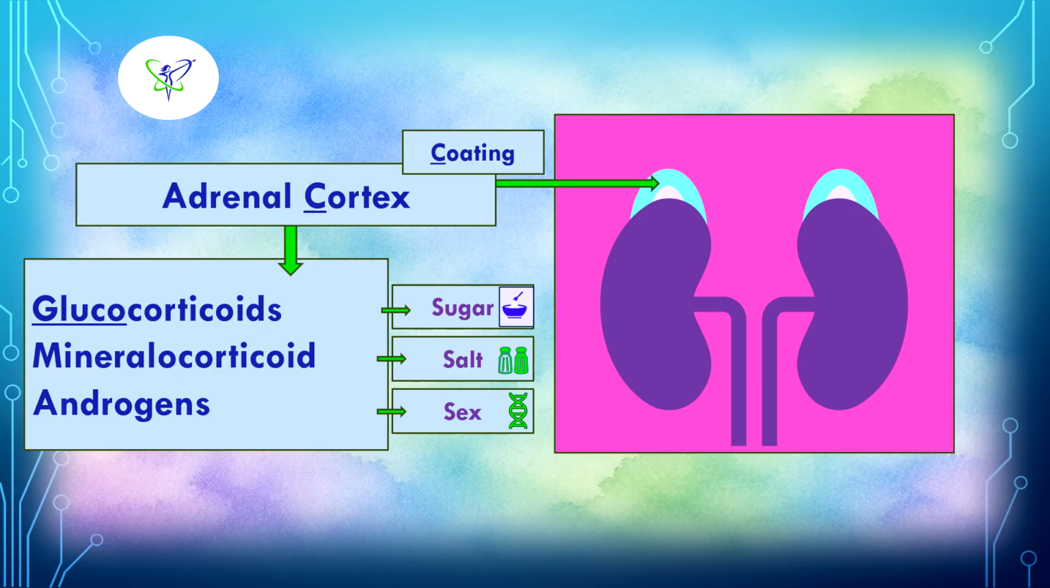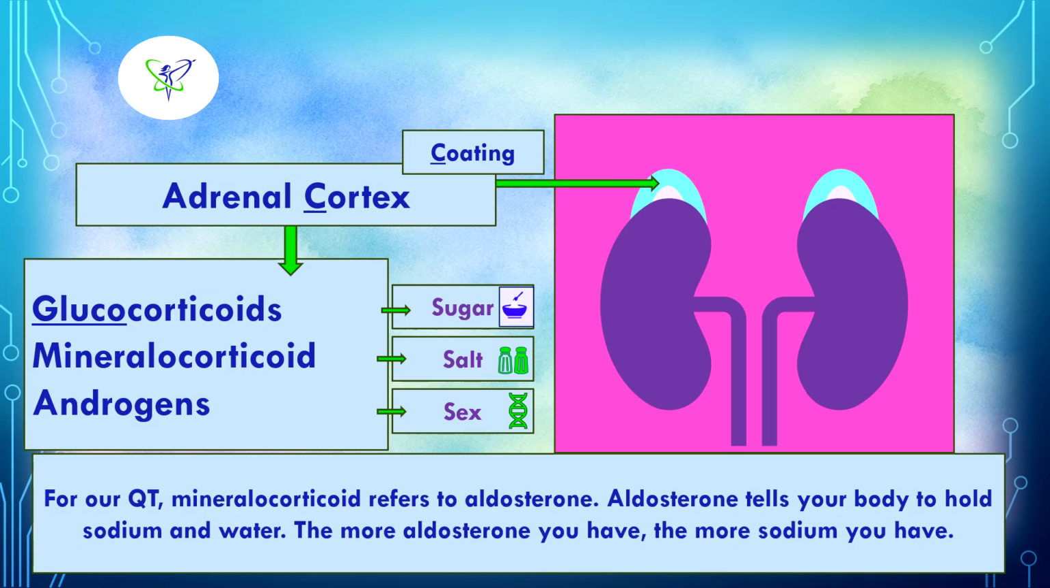Again, the mineralocorticoid is not actually salt, it's aldosterone, but the more aldosterone you have, the more sodium you have. For our purposes, mineralocorticoid refers to aldosterone. Aldosterone tells your body to hold sodium and water. The more aldosterone you have, the more sodium you have.